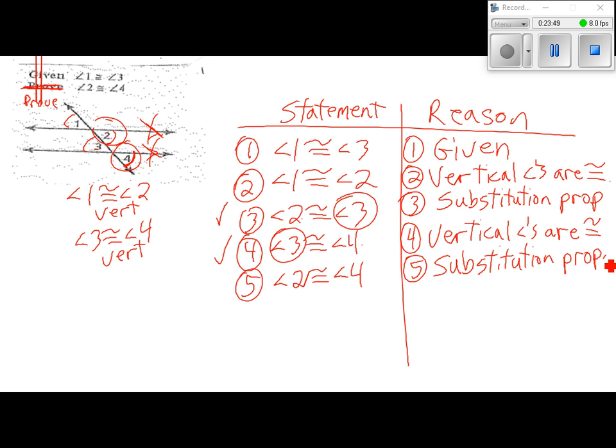How many points would this be worth on a test? 10. Looking at it, you should probably get them all, but let's say you don't. Probably like 7. Should everybody know vertical angles by now? Yeah. 7 out of 10 for sure.